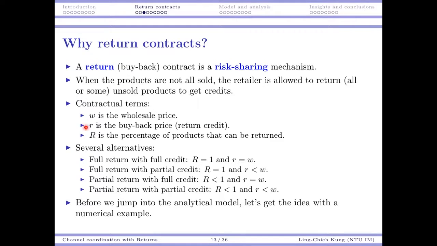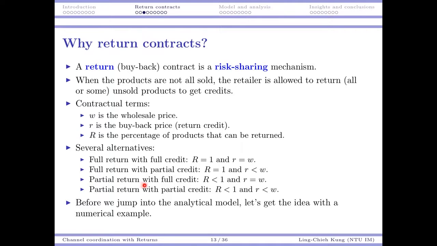So with these numbers, we have several alternatives for the channel. We may have a full return with full credit contract. That means R is 1 and the small r is just W, so you may return everything at the original price. We may alternatively have a full return with partial credit contract. You may return everything, but I only give you some of the money, not all. Probably you paid $10 for the wholesale price, but I only give you $8 or $7 as the return credits.